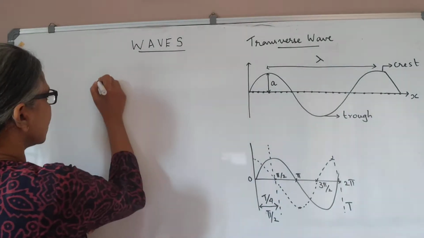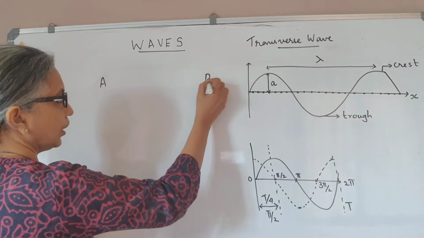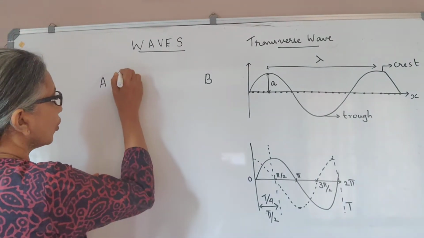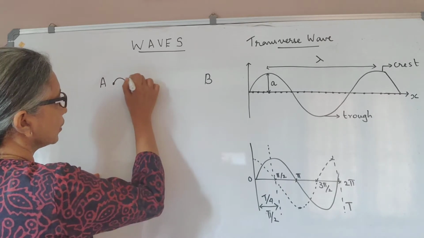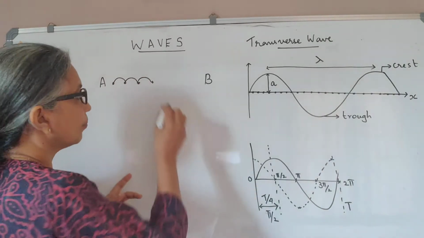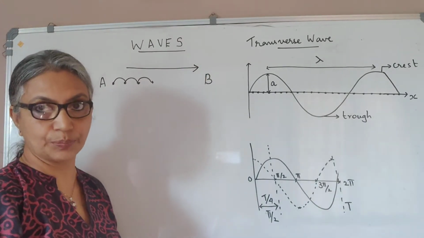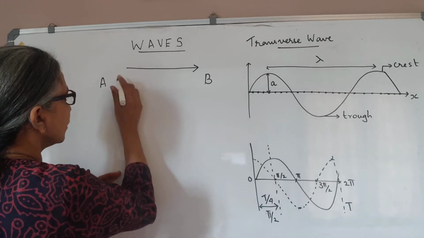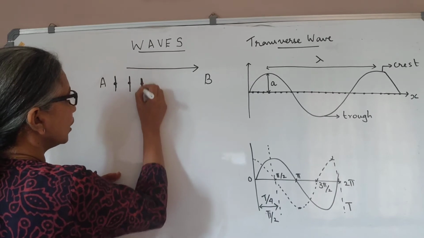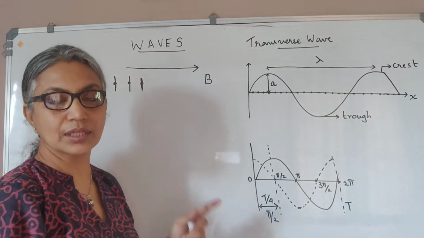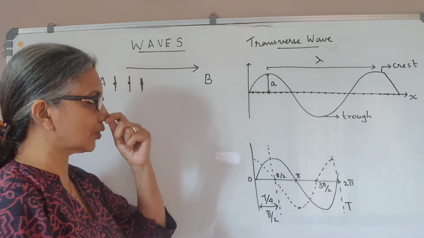So if you have the source here, and let's say we have a point A and a point B in a medium, and the wave or the energy is transmitted from one particle to the other particle, but the particles, as I said, do not move, but the energy is being transmitted or the wave is propagating from A to B. And if the particles of the medium vibrate about a mean position, which is perpendicular to the direction of propagation of the wave, such a wave is what you call a transverse wave. So here what I've drawn is a transverse wave.